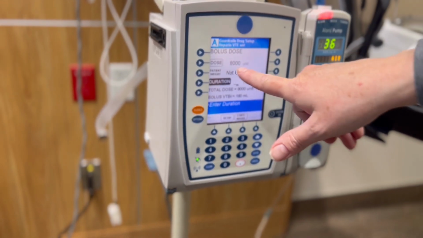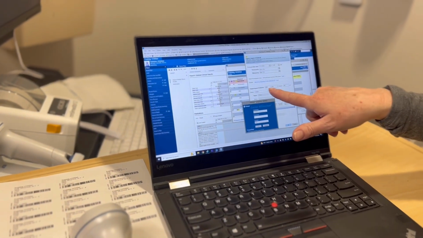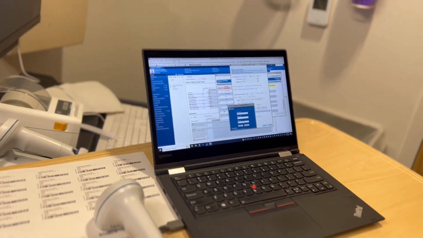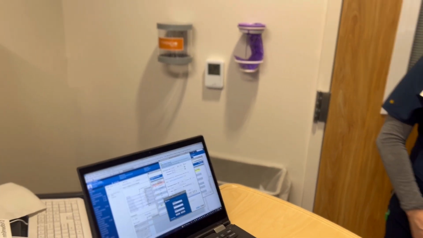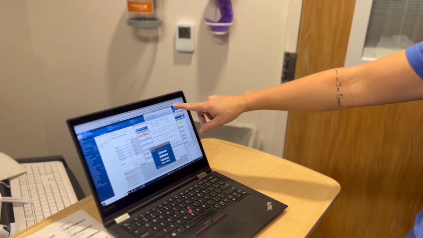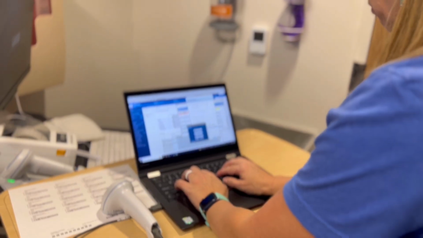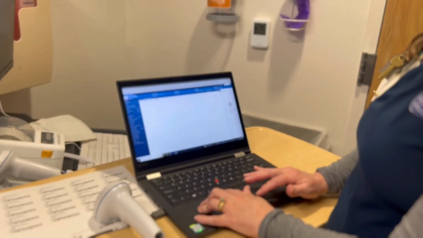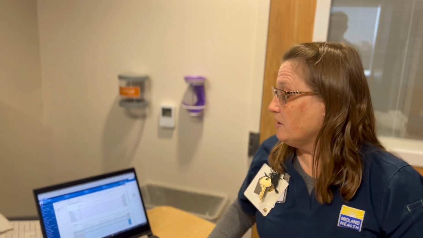But at this point, 8,000 units, I'm at 8,000 units. It's 8,000 units there. So I'm going to get Michelle. Can you double check my order for me, please? Okay. So just double checking, 8,000 units. Perfect. The bolus dose is 8,000 units. Looks good. Okay. Now I'm going to sign, and we are done. That is how you initiate your heparin protocol.